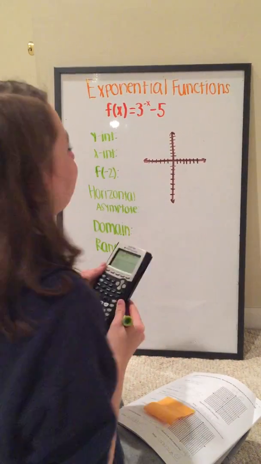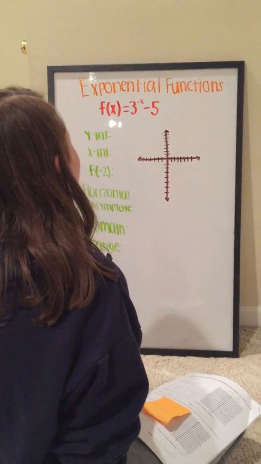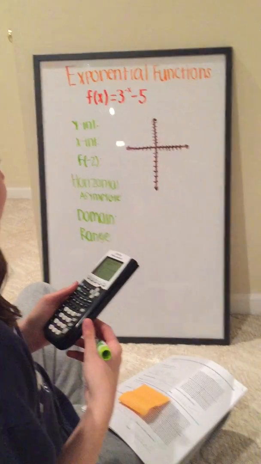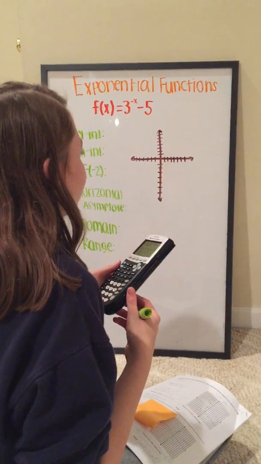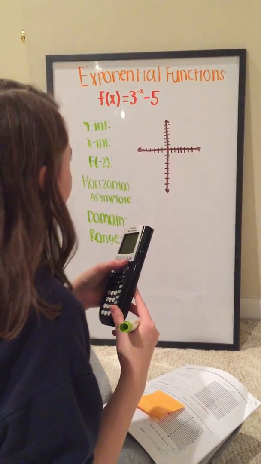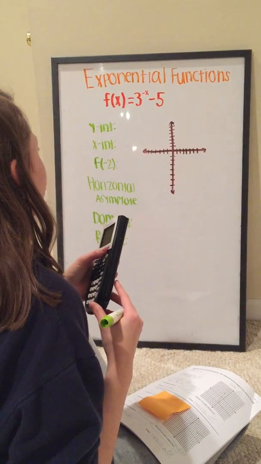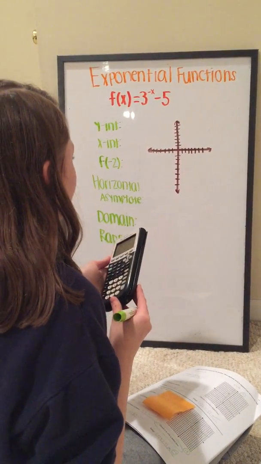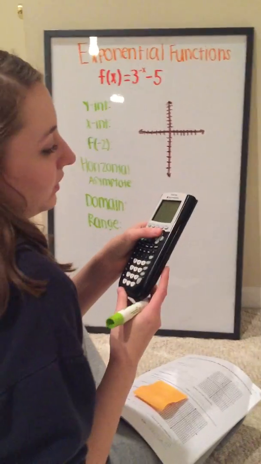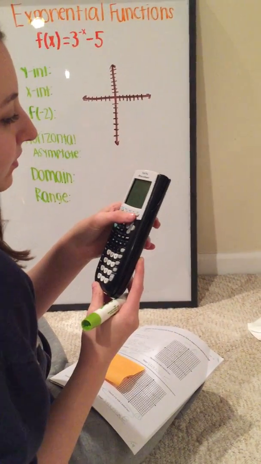Hi everyone. So for my midterm topic, it's exponential functions. One example of an exponential function is 3 to the negative x minus 5. To find the y-intercept, x-intercept, f of negative 2, the horizontal asymptote, domain, and range, you can look at it and find it from a graph.